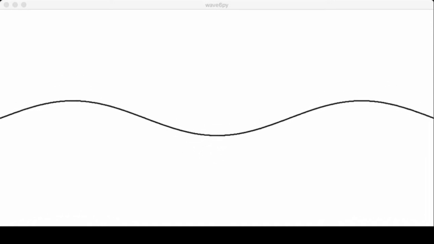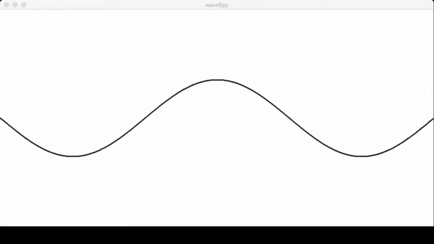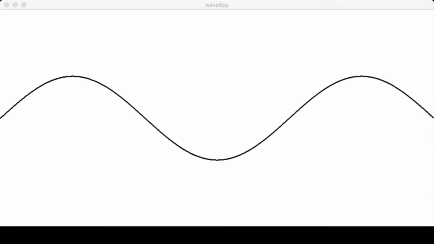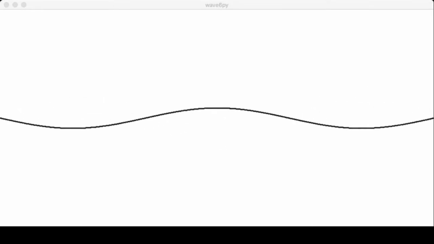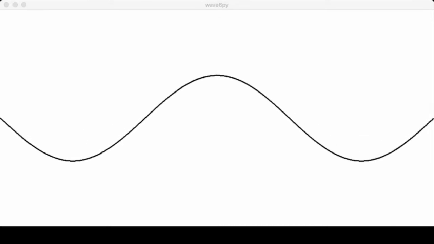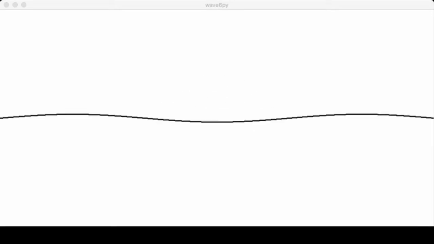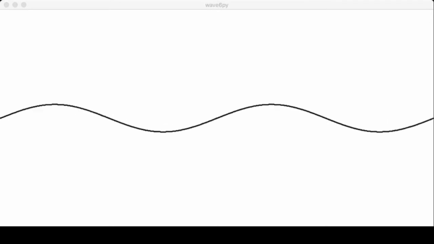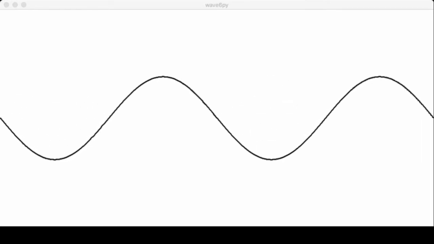Now we're going to have one and a half waves fit on the string. You can see there's a node about a third of the way across, and there's another node two-thirds of the way across. Now, two whole waves should fit on the string. So you have nodes a quarter, a half, and three quarters of the way across the screen.